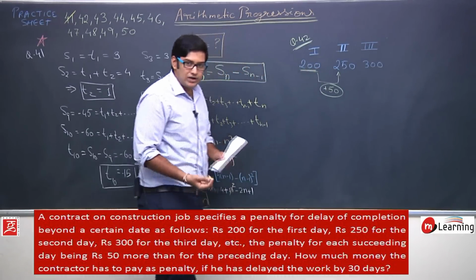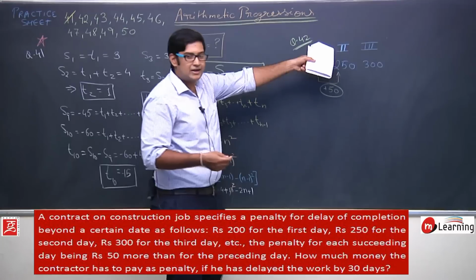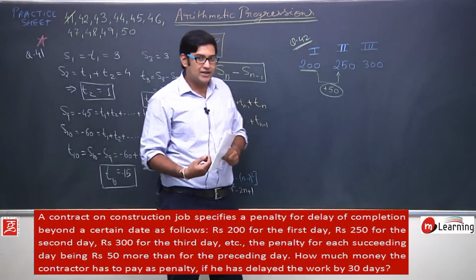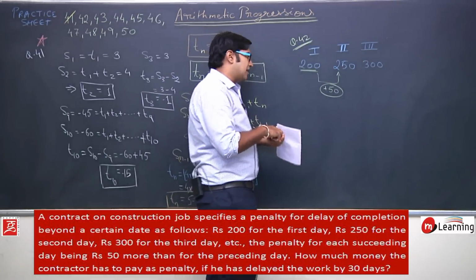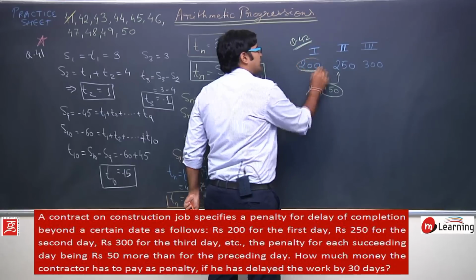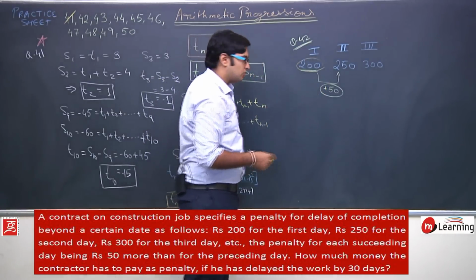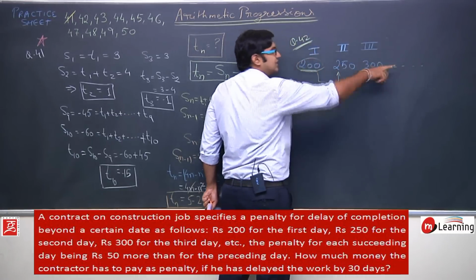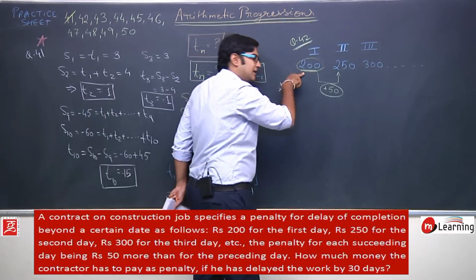So what I can conclude is, there is a pattern in the way of charging the penalty. Which kind of pattern? It's a pattern of arithmetic progression. That is, the penalty will be 200 rupees on the first day, and every succeeding day it will increase by 50 rupees. So as the number of days increases, the penalty will increase, and it will follow an arithmetic progression.